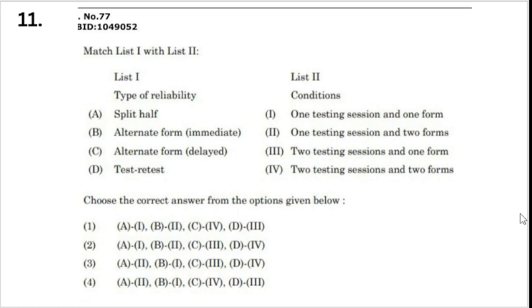Okay, let us read the question. All of you can answer. Split half reliability. What is split half reliability? Reliability is consistency of scores.